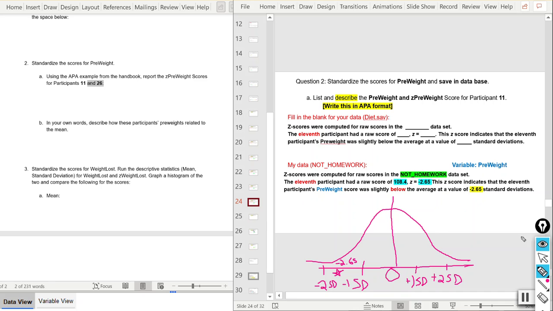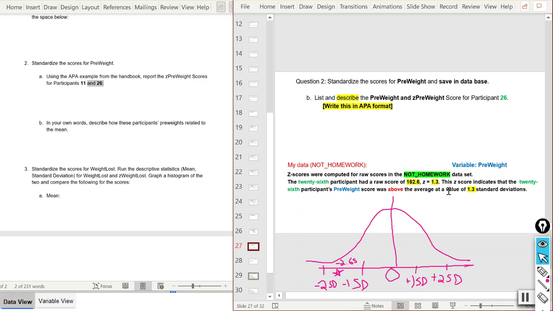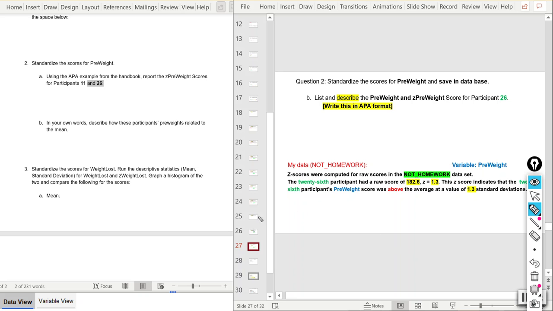And then participant 26, as we see here, is 1.3. So that's going to be right here. 1.3 standard deviations to the right of the mean. This is 2.65 standard deviations to the left of the mean. Very important distinction, because now we have direction to it, so you can mention that as well. All right, let's go ahead and move on to the next part.